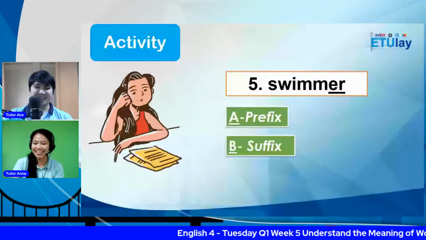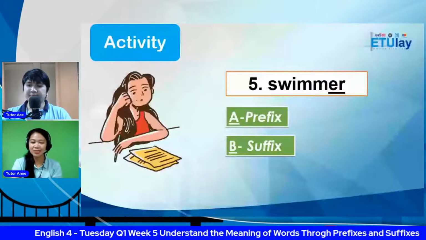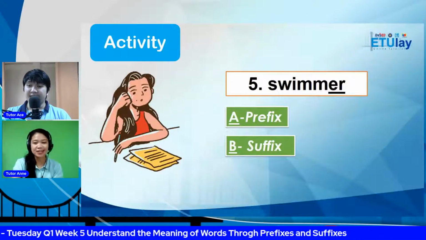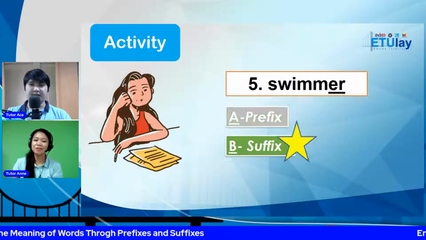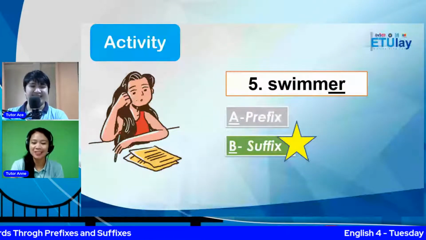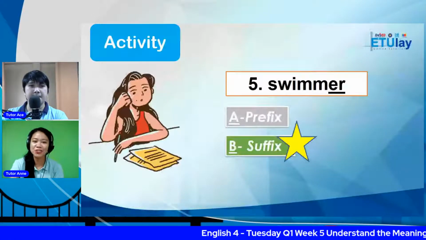So right, we have here the answers already from Yana, May, at Martin. They said it's letter B, suffix. Serena also answered letter B. Let's see the correct answer for number five. Yes, the correct answer for number five is suffix, letter B. Okay, so what's your score, everyone?